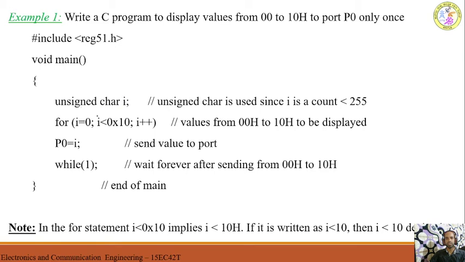So this variable i can be used only within the main function. Within this open bracket to close bracket, I can use only the variable i. That's why this variable is called a local variable.